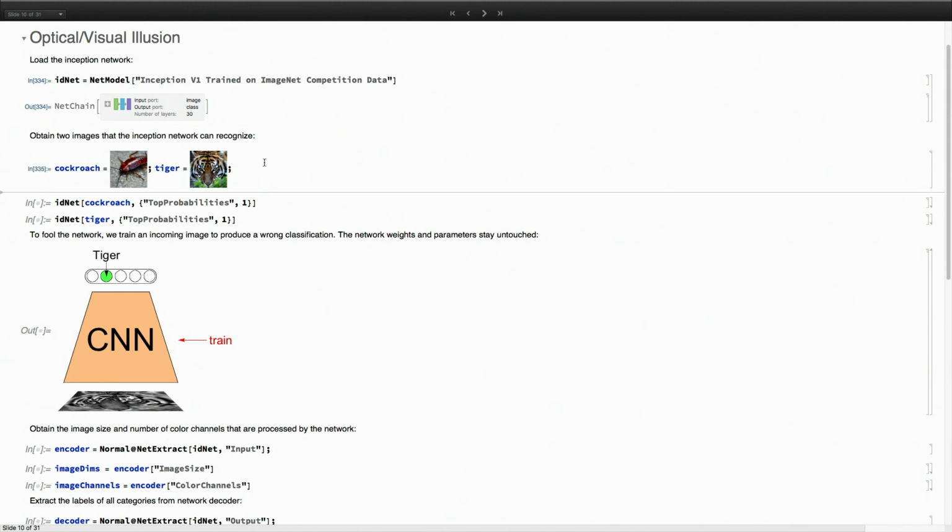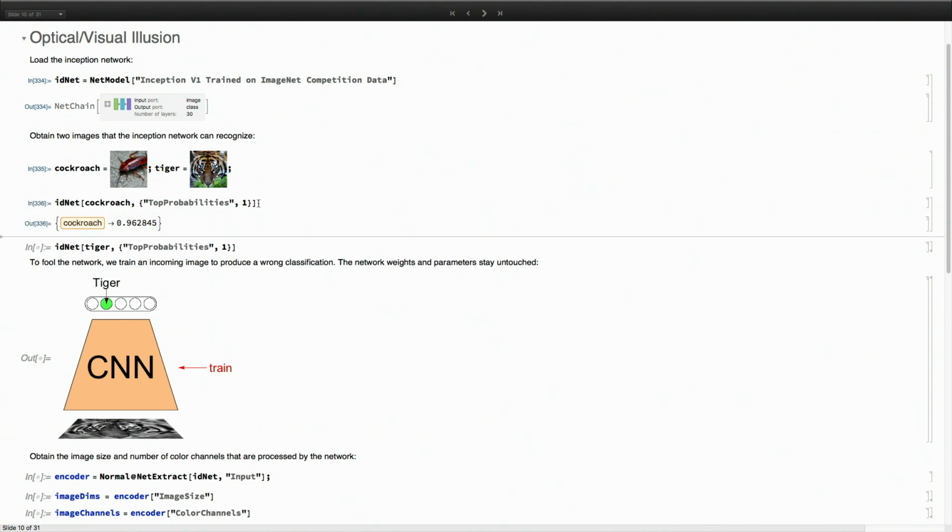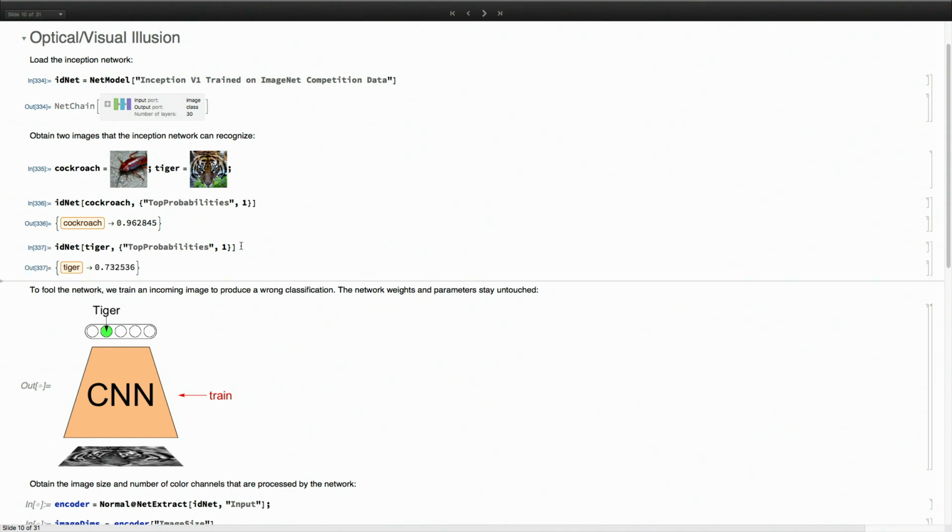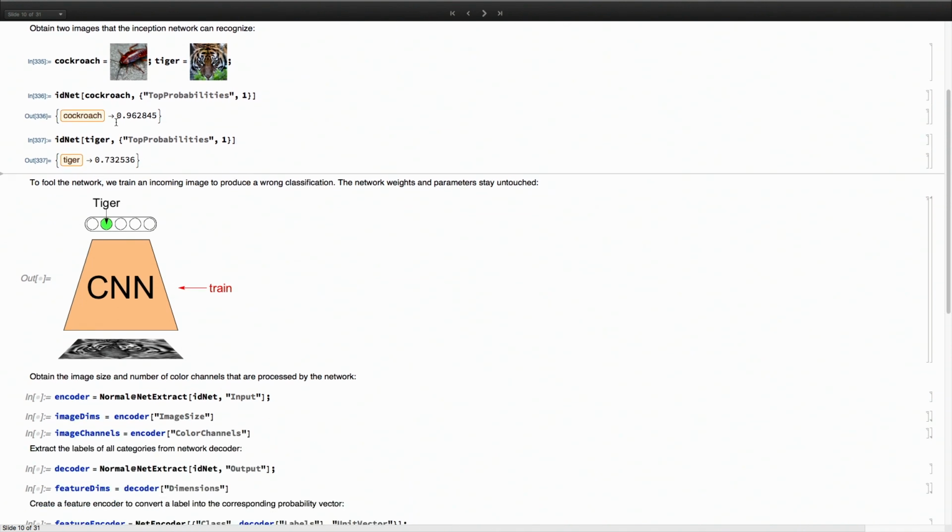And if I provide to this network, for example, an image of a cockroach or a tiger, I get those identified with fairly high probability or confidence. Cockroach here with 96% confidence, a tiger with 73% confidence.